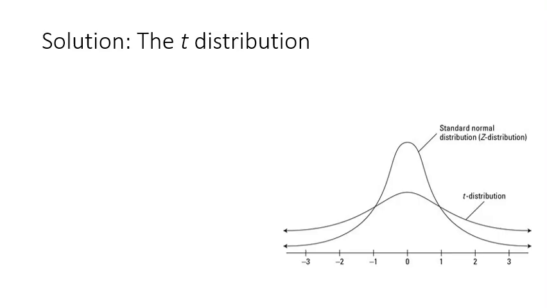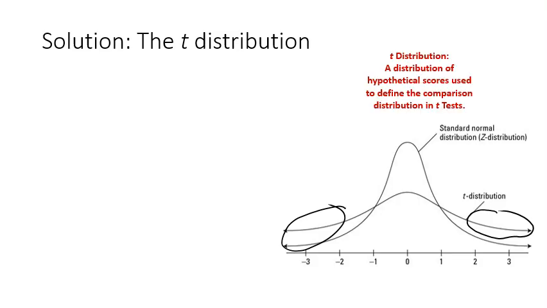So we wind up with this t distribution. And first, just looking at the picture, you can see that the t distribution in this image has these really fat tails relative to the normal distribution. The t distribution is the hypothetical scores defining the comparison distribution in t-tests, step 2.